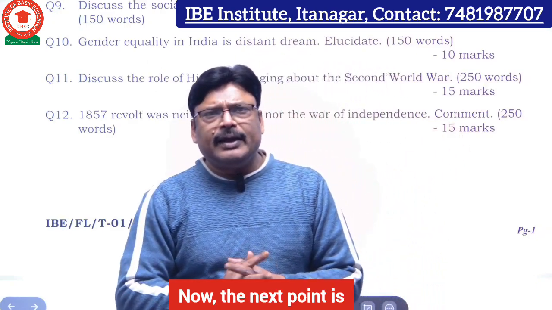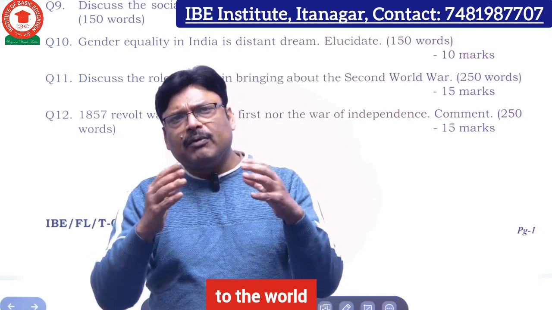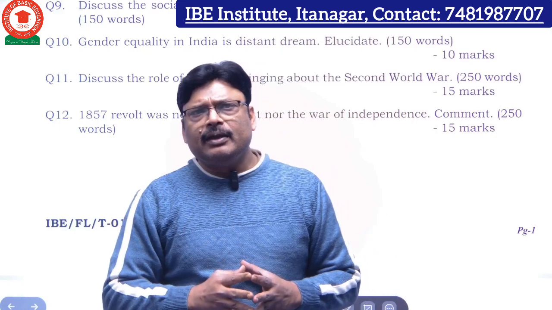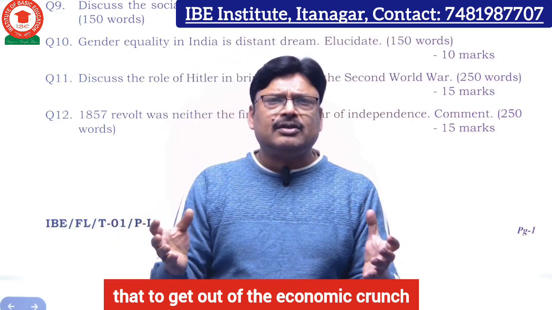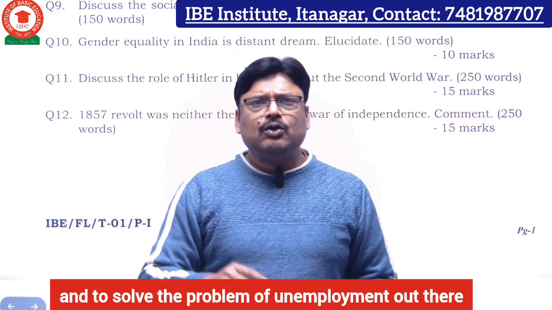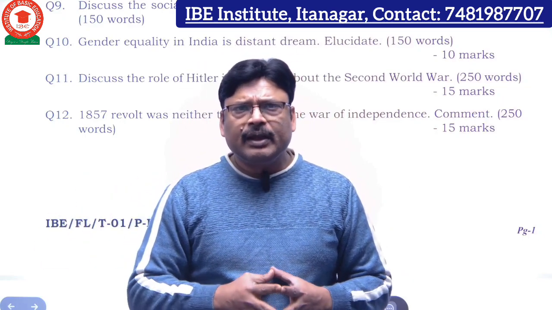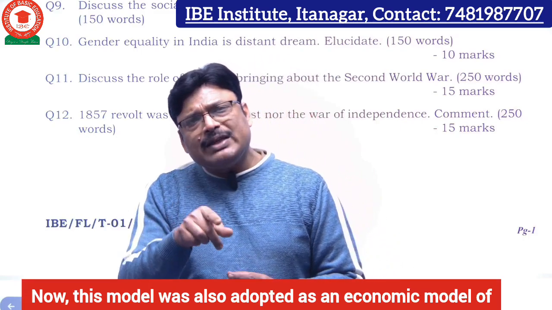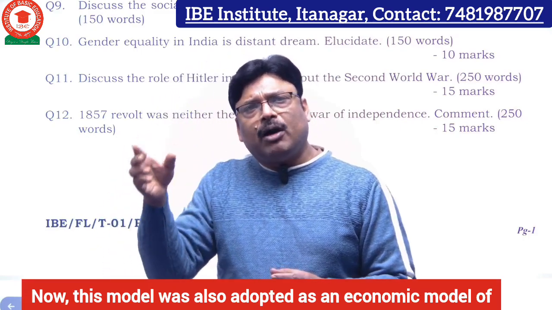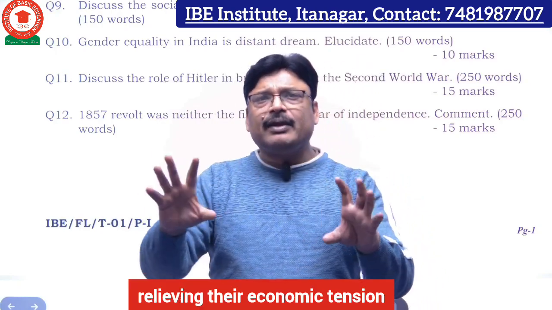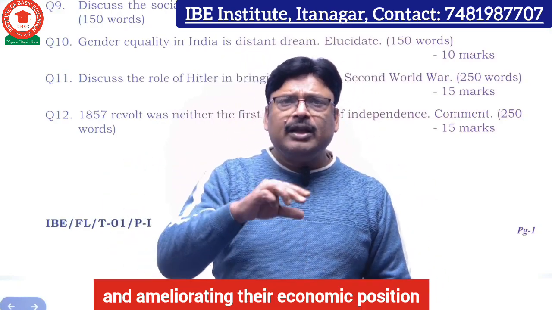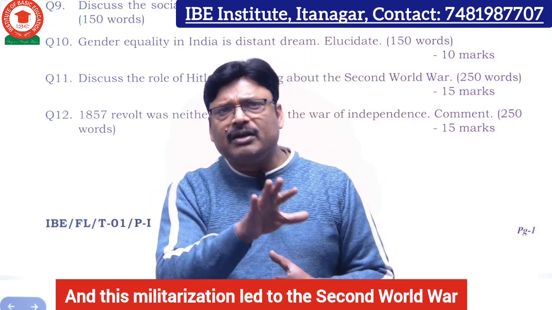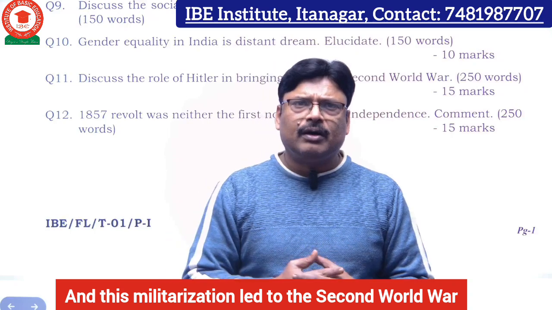Now, the next point is about the world. Basically, this person, Hitler, showed a way to get out of the economic crunch that the whole world was seeing, and to solve the problem of unemployment: it was to build the military and build weapons. Now, this model was also adopted as an economic model of relieving economic tension and ameliorating their economic position by many of the countries. And this militarization led to the Second World War, right?